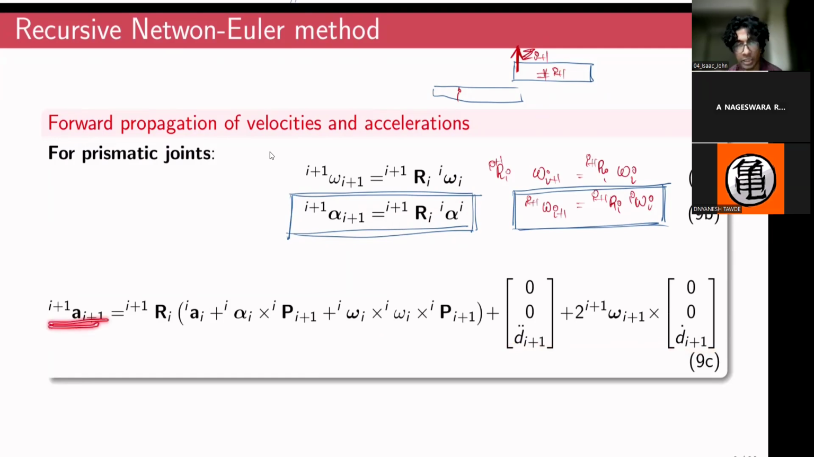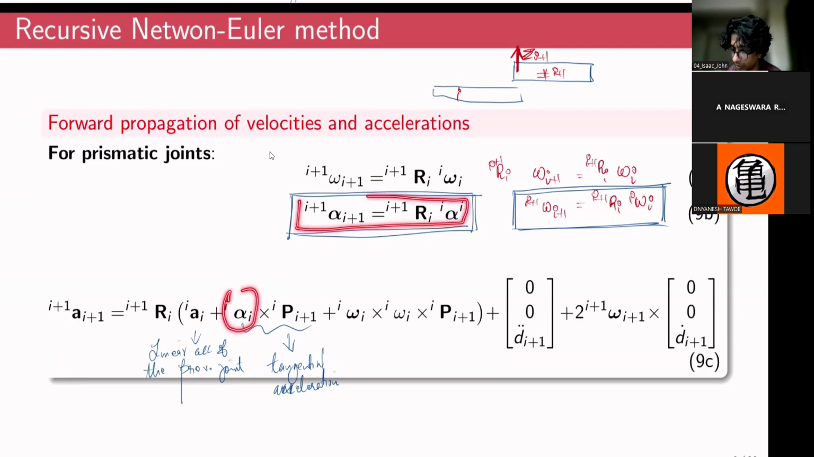The linear acceleration of the current joint is nothing but the linear acceleration of the previous joint. Maybe I'll write it here as the linear acceleration of the previous joint. And this term is the tangential acceleration. We obtained this equation from this expression, from the recursive relations. This essentially denotes the link length.